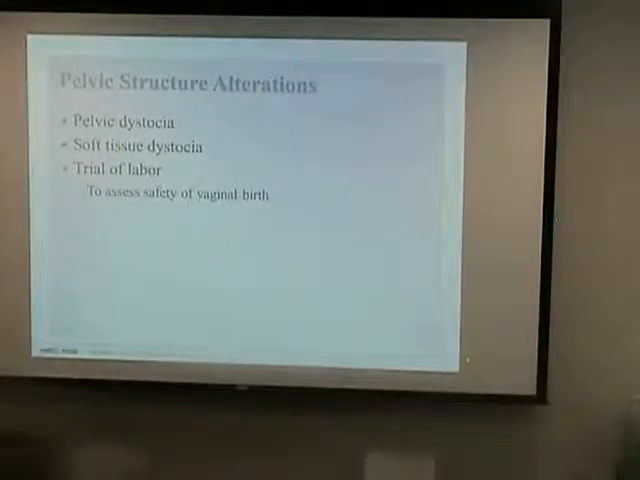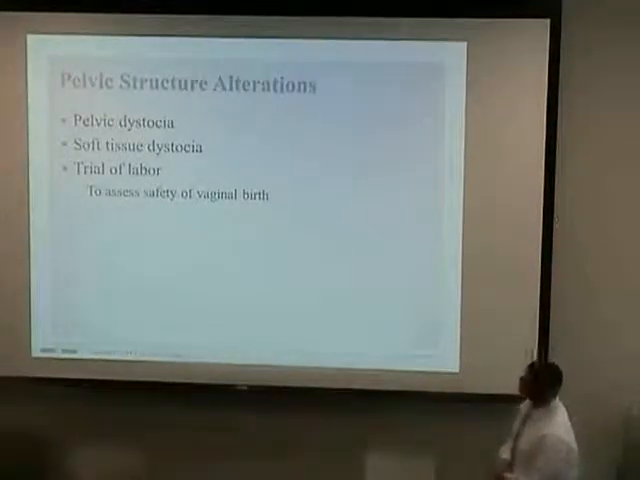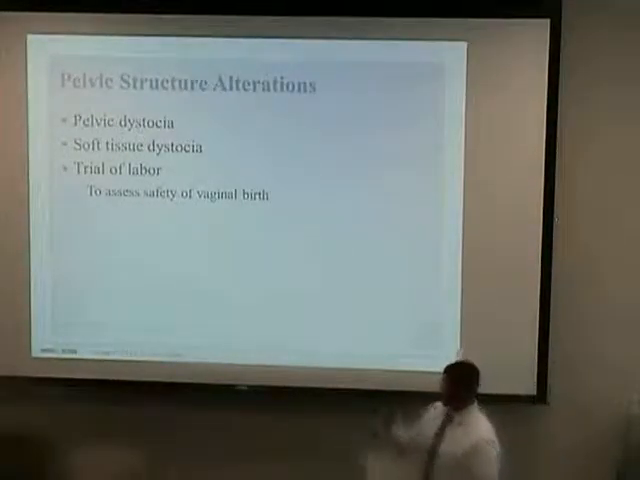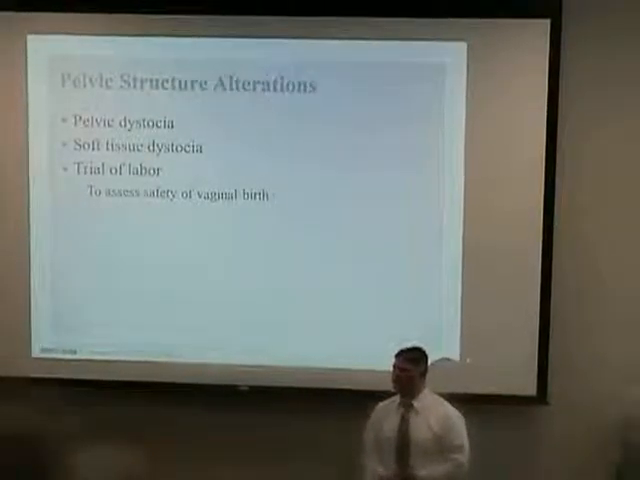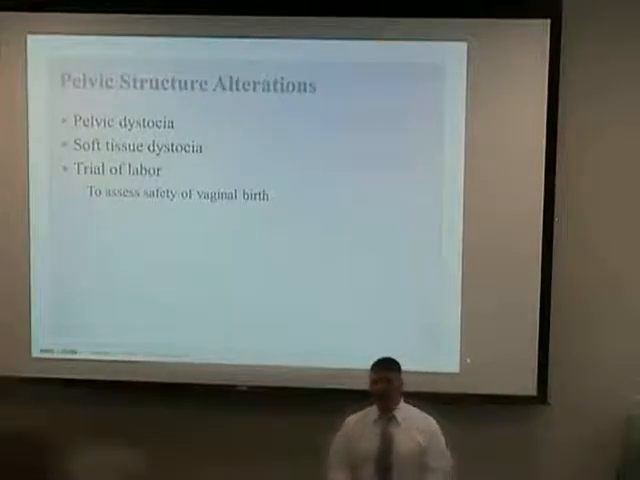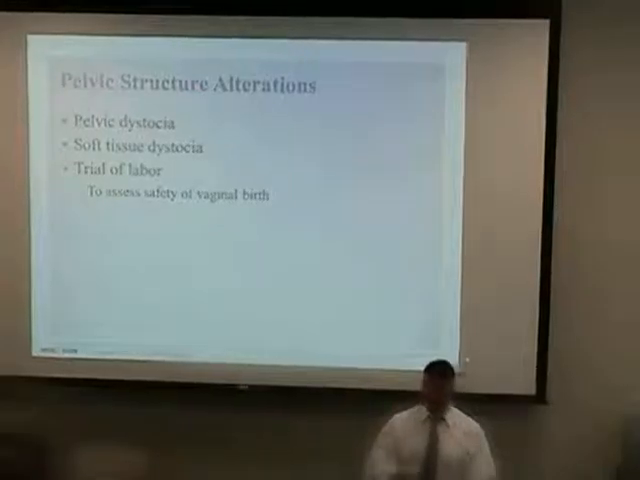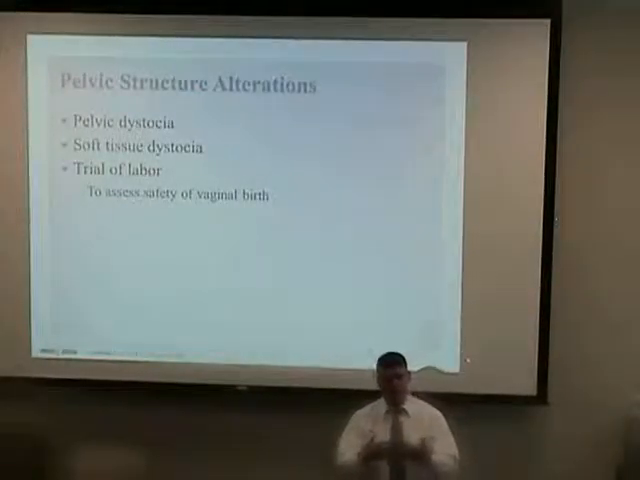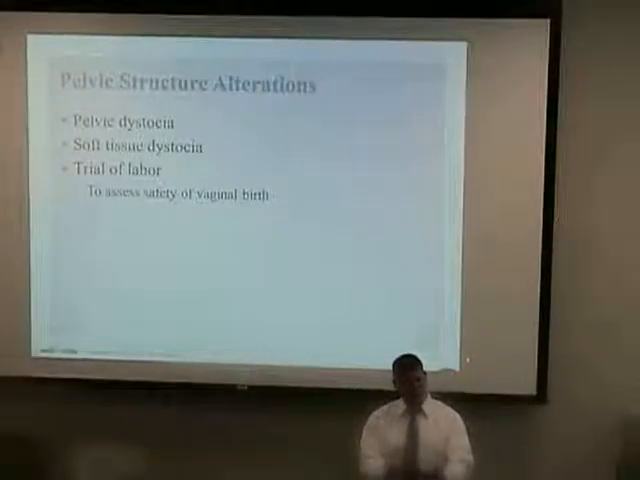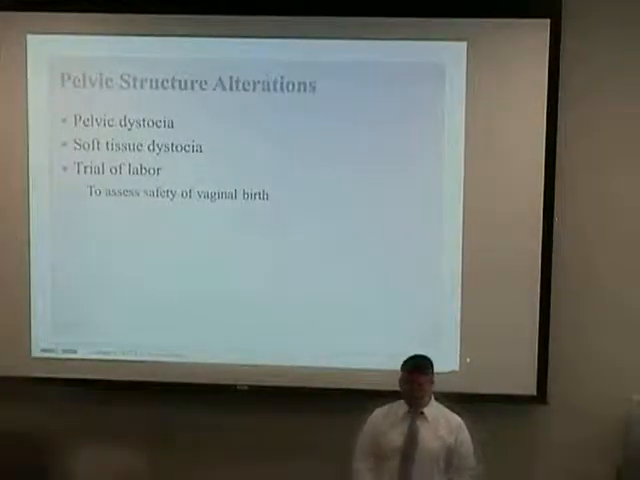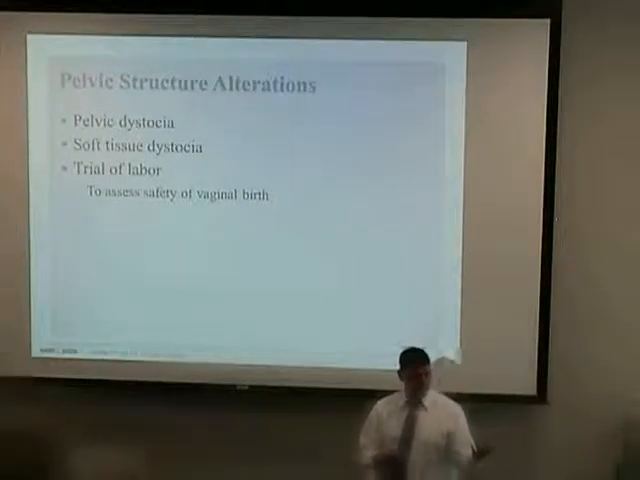I'm not exactly sure why trial of labor is here, because I would put that somewhere else. But a trial of labor means after a cesarean section. When they do a C-section, they cut through the lower uterine segment, not the contractile portion of the uterus, the portion that's more inert. That area, because it's not contractile, is much stronger. So if they go through the lower uterine segment for a C-section, they can close it back up, and in the next birth, they can have a vaginal delivery.